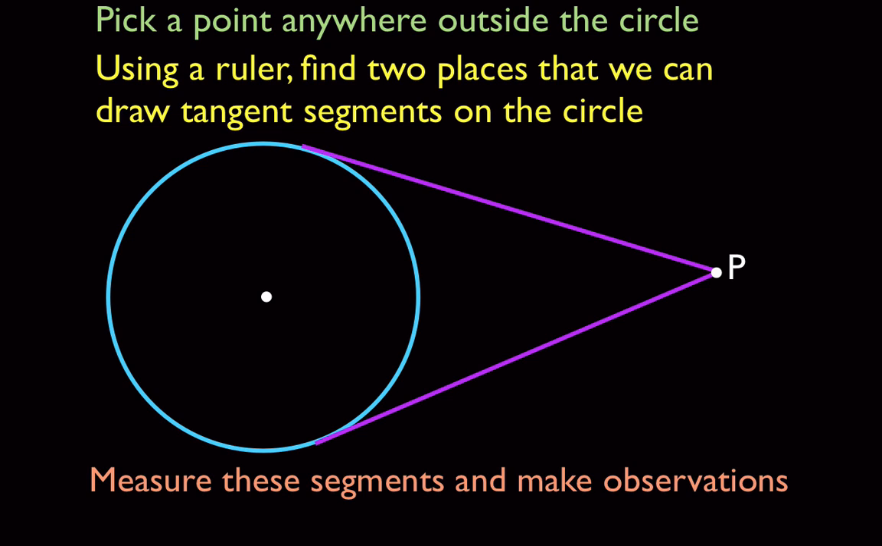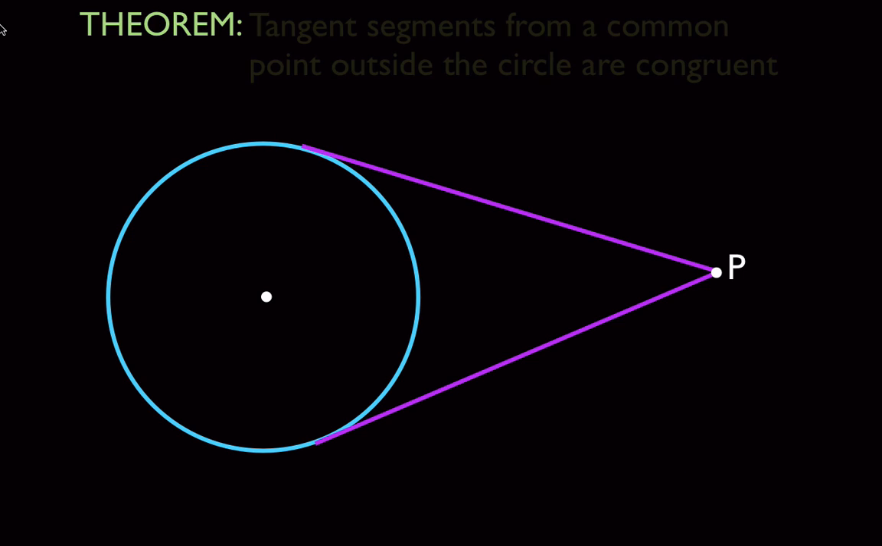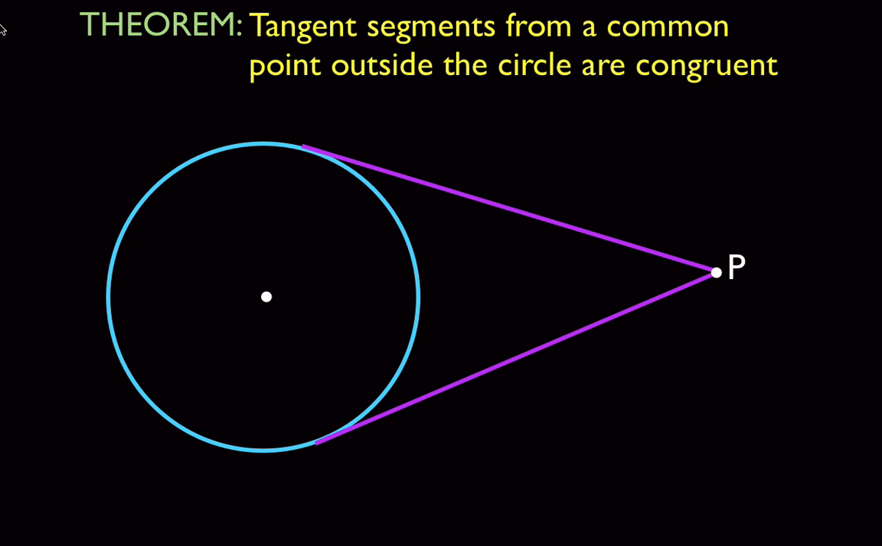Now, it's hard to draw a perfect tangent line, but that is, in fact, the rule if you draw the tangent line that hits exactly one point. So here we go. The theorem states tangent segments from a common point outside the circle are always congruent.